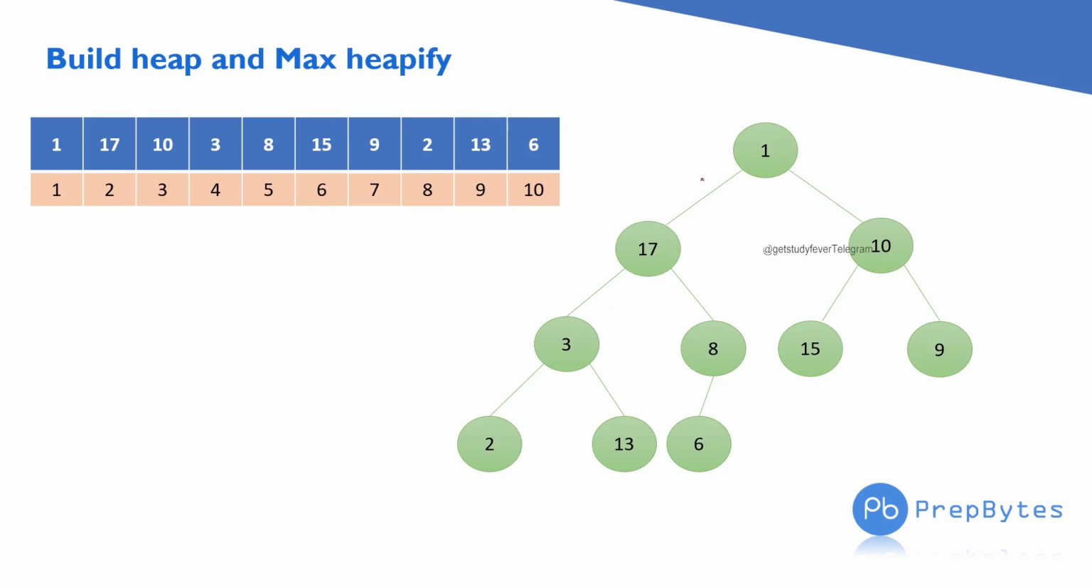The next point which I am going to explain is, just now we have seen where the leaves start and where the non-leaves end, correct? So for example, here we have 10 nodes, so n value becomes 10.